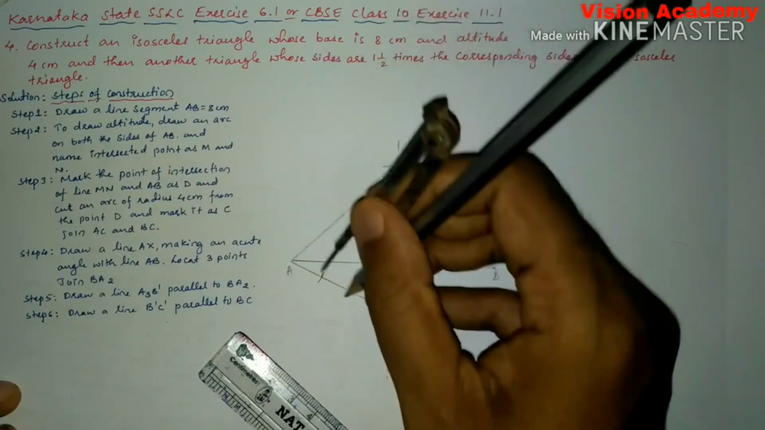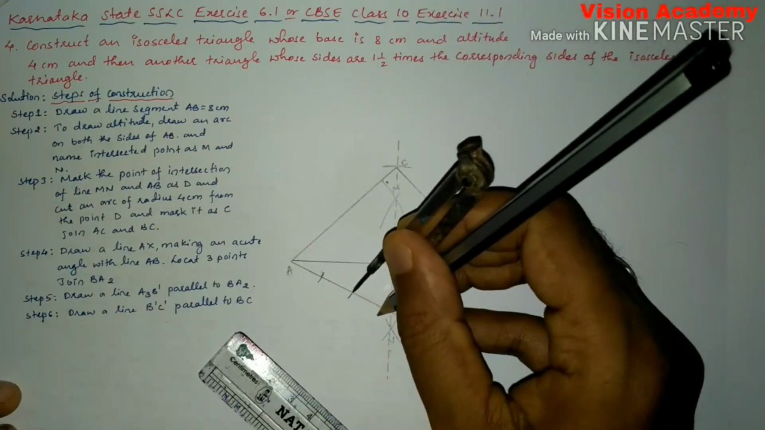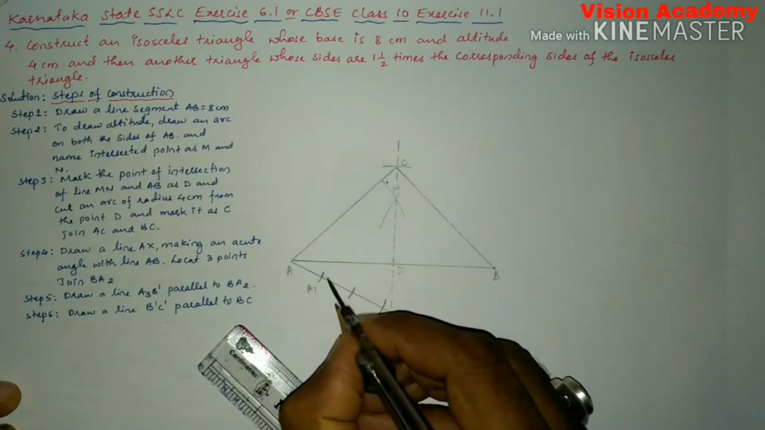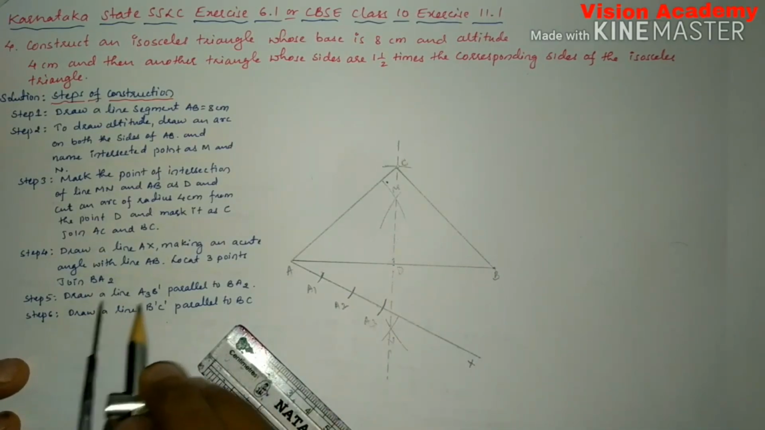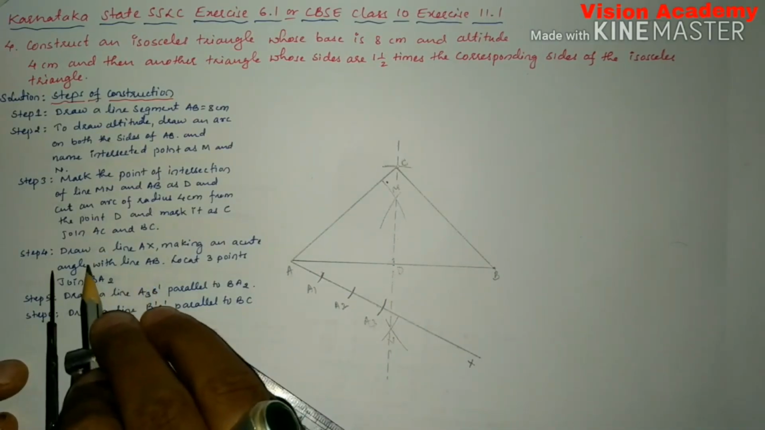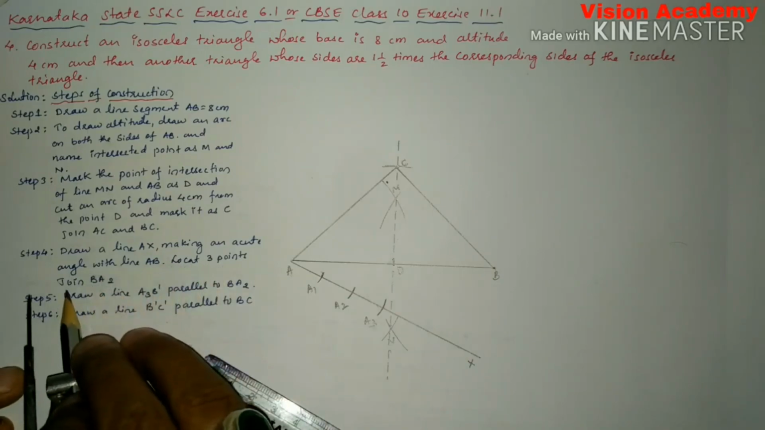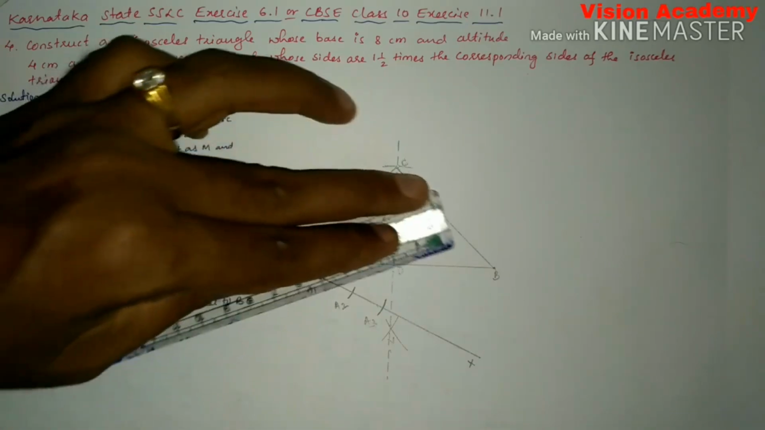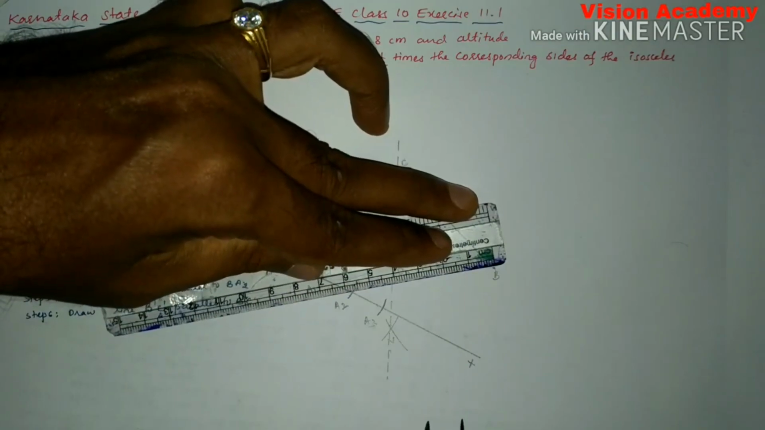So that is 1, 2 and 3. So let us name them as A1, A2 and A3. So next we'll write locate 3 points, join BA2. Here we are going to join this B and A2.